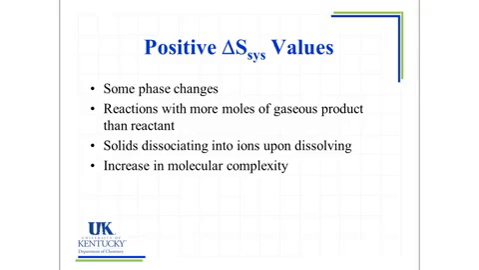Some examples where we see positive delta S values or increases in entropy are some phase changes, for example, going from solid to liquid to gas, reactions where we have more moles of gas on the product side than on the reactant side, solids dissociating into ions when dissolved, such as in water and forming an aqueous solution of a salt, or an increase in molecular complexity. If we take two atoms and form a molecule, we're increasing the molecular complexity and therefore we're increasing the delta S or increasing the entropy. Note that when we talk about the entropy here, we're looking at the entropy of the system, not the entropy of the surroundings or of the universe.